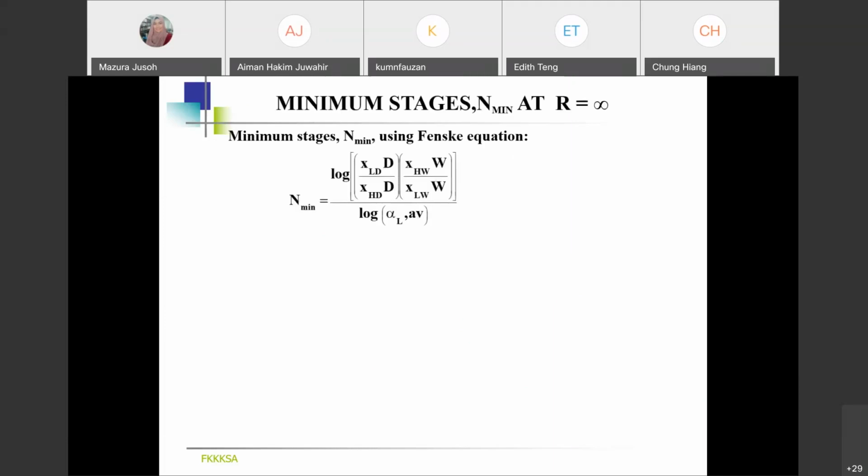Minimum number of stages is what you have when, sorry, can you please not make noises here? So, Zara, can you please go and see your video outside? We are hearing your video.